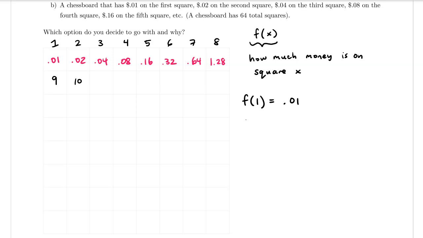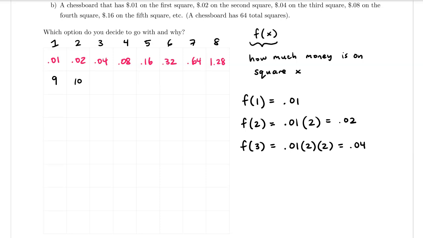And if I wanted to figure out how much was on square 2, the way that we're going to get that is I'm going to take the previous amount and double it, which ends up equaling 0.02. The amount of money on the third square is going to be double the amount on the previous square. And so what I could do is just double that, but I'm going to write it in a way that looks like this. Basically, I'm taking the previous amount, which was 0.01 times 2, and then I'm doubling that. And if we simplify that, that ends up being 0.04.